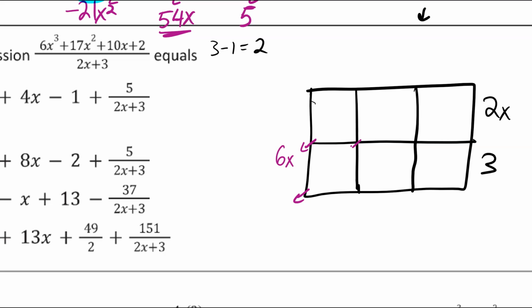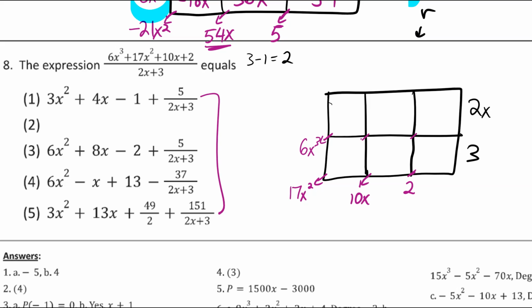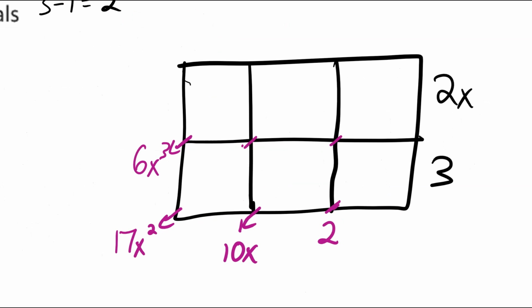So I start with a 6x cubed, 17x squared, 10x, and then I hope for that last number to be 2, but I bet there's going to be a remainder based off of what these answer choices look like. Now, I'll start the same way. 6x cubed. I ask myself, what do I multiply 2x by to get to 6x cubed? Well, 2 times 3 would get me 6, and x times x squared would get me x cubed.